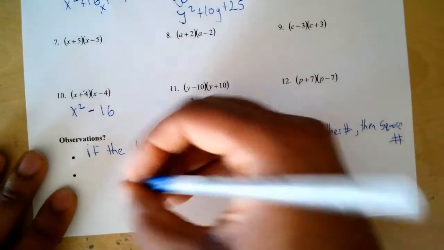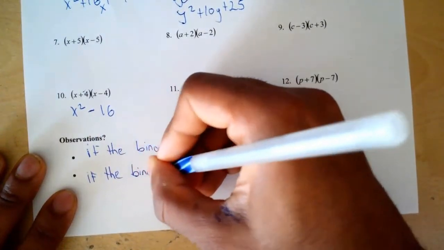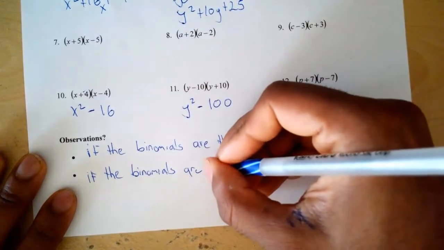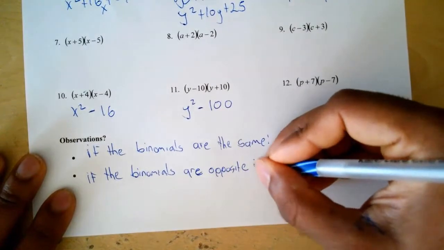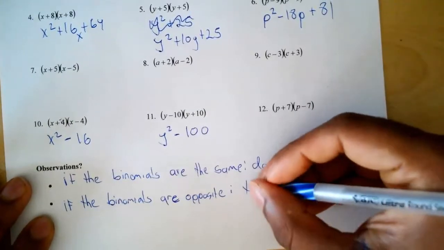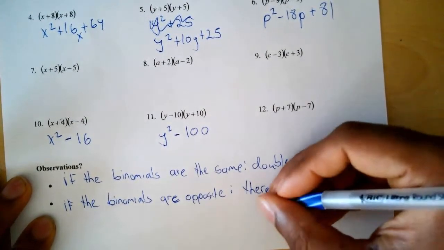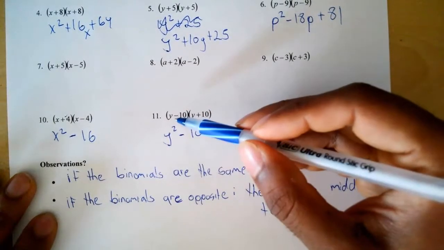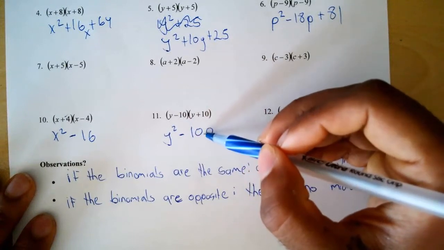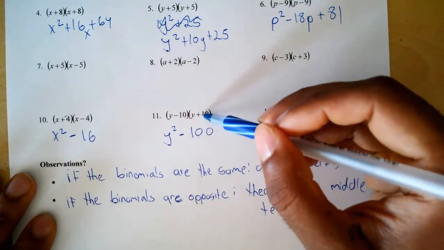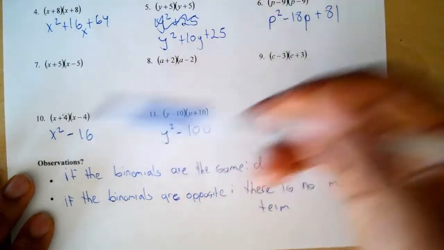Okay. And then what about the opposite case we looked at earlier? If the binomials are opposite, there is no middle term, right? So let me just finish writing this down. There is no middle term. There we go. So they're opposite binomials. First term is squared, middle term is missing, and the last term is just the negative square. So there you go. Same thing here. Middle term missing, negative square, last term.